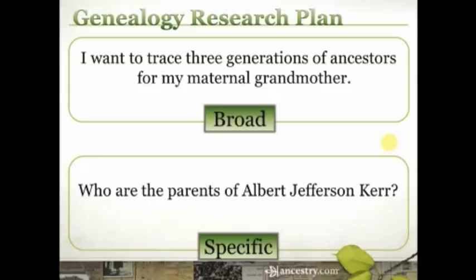So be specific. It's not also I want to trace all the ancestors of my maternal grandmother. It's I want to just trace 3 generations, which with her, counting her, would be a 4-generation chart if she was the person in place number 1. And then the specific goal then becomes, who are the parents of Albert Jefferson Kerr, right? So in this case, my maternal grandmother's father, I want to identify his parents. So I know who he is, who are his parents. That's the specific goal for the time.